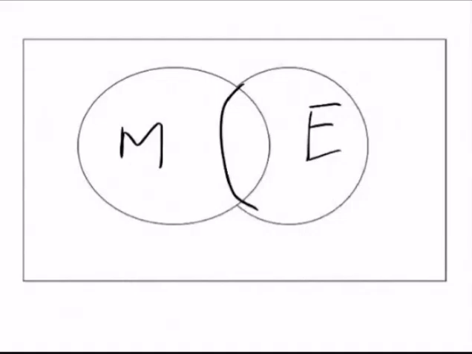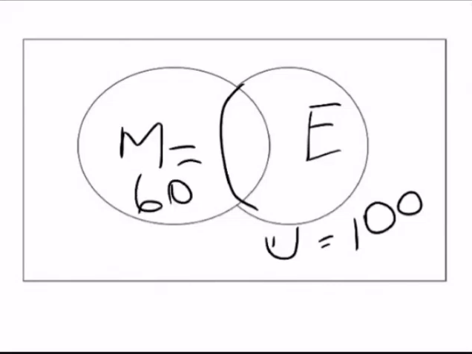From the question, 100 is the total number, so U is 100. The people that passed maths are 60 in number. The people that passed English are 70 in number. Then the people that passed both maths and English are 50 in number. So this is the Venn diagram for that question. It says there are 100 students in total, 60 people passed maths, 70 people passed English, and 50 people passed both maths and English.